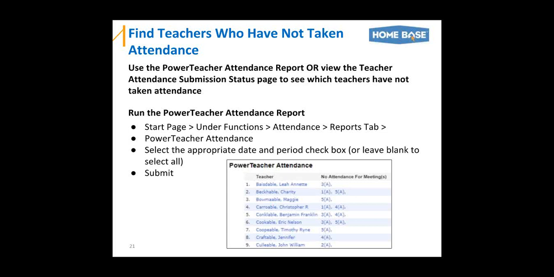To get there, you'd go to your Start page. Under your functions, you're going to click Attendance. And when you get to the Attendance area, you're going to go to the Reports tab, and you're going to choose Power Teacher Attendance. We're going to choose the right criteria and the right period boxes, or we're going to leave it blank, and we're going to submit the page.